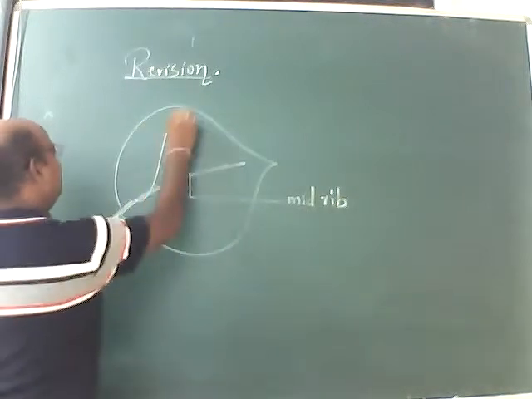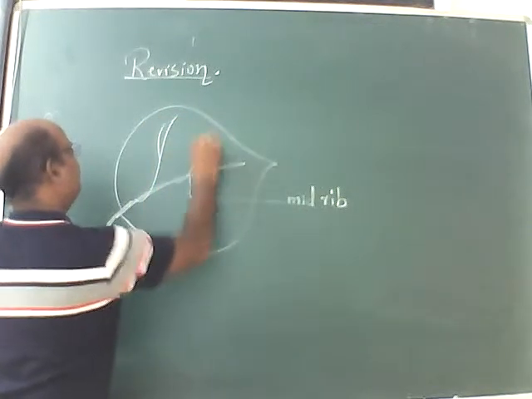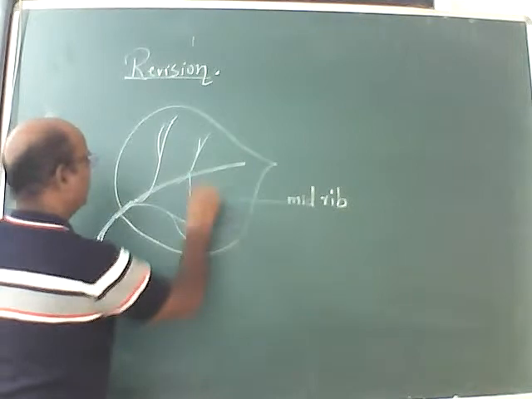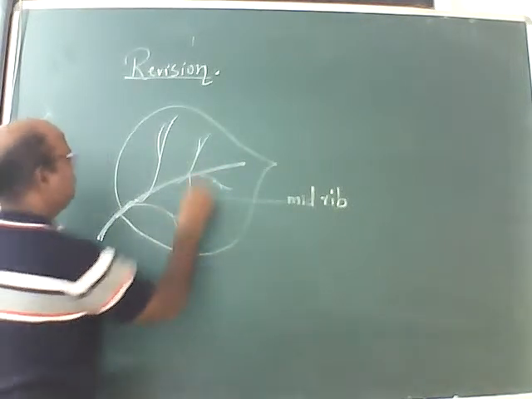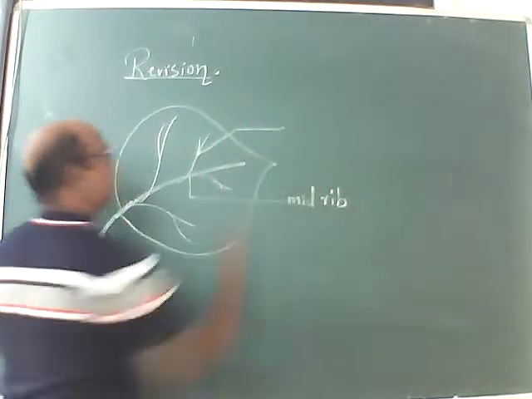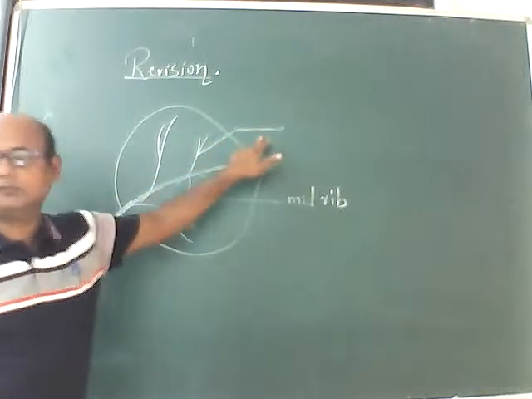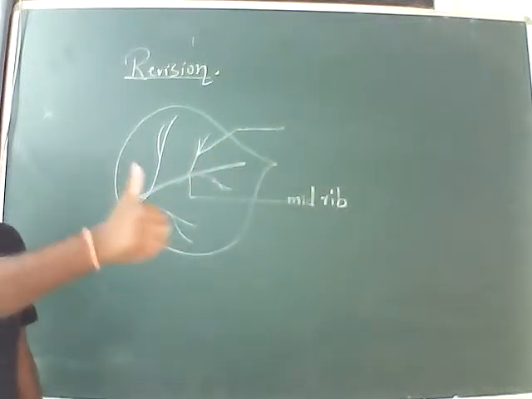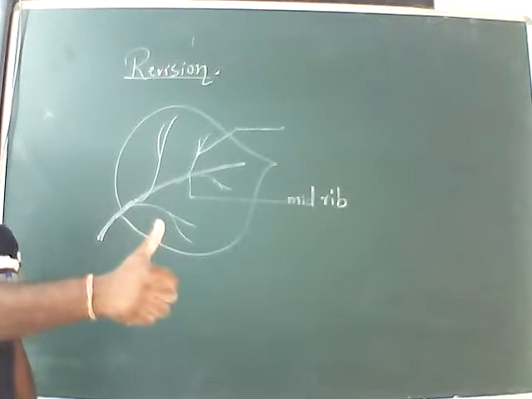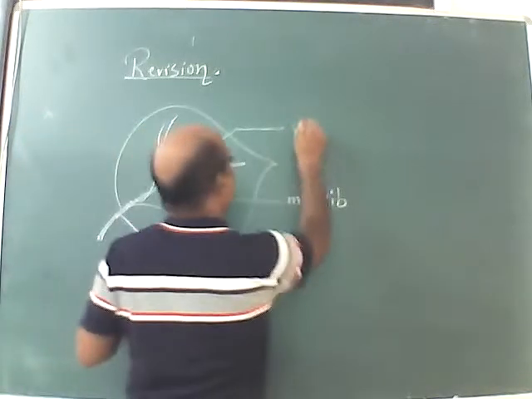Okay, what is the thread-like network which is arising from the midrib called? What is this portion of the leaf? Yes, Elias gave the correct answer. Very good, beta. Fully, your correct answer. They are veins.